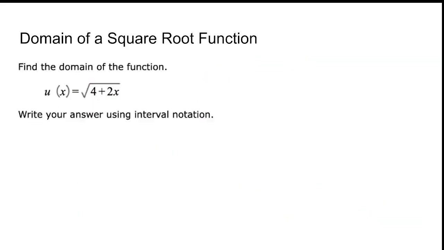Here we go. Domain of a square root function. So this is the second type of issue we have. And again, what we have to do is make sure that all this inside stuff is non-negative. So in this case, we're not looking at what to exclude so much as what to include. So 4 plus 2x has to be greater than or equal to 0. That's non-negative.